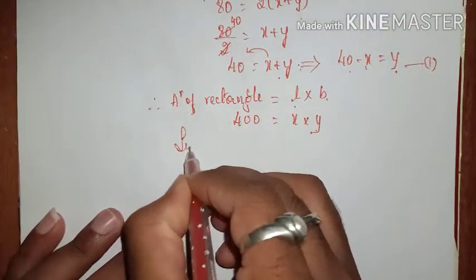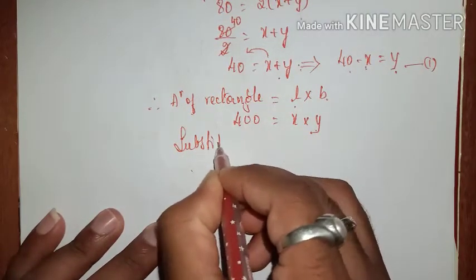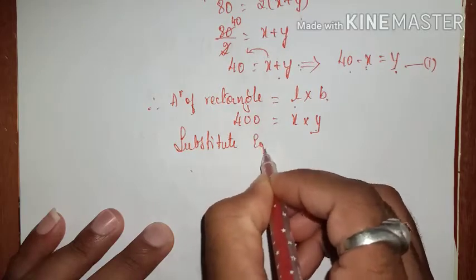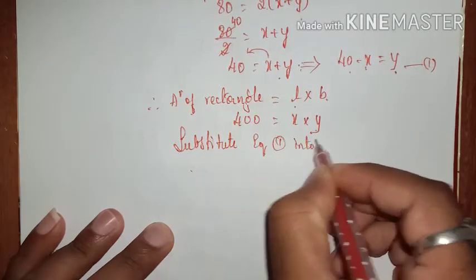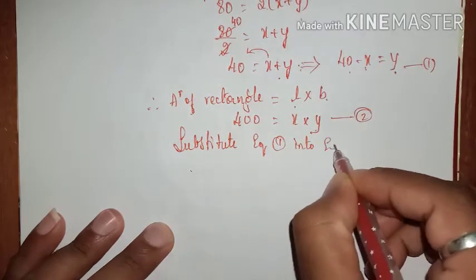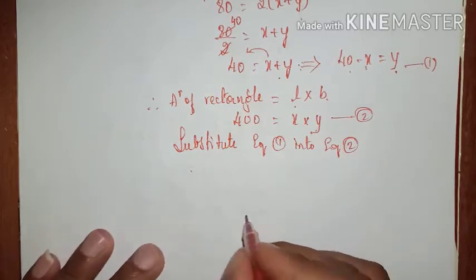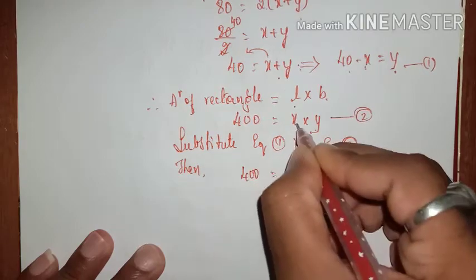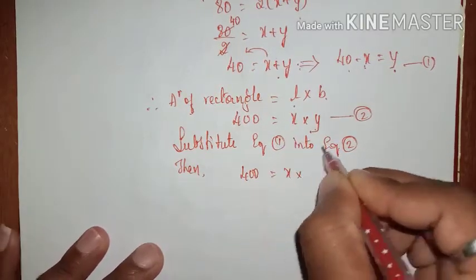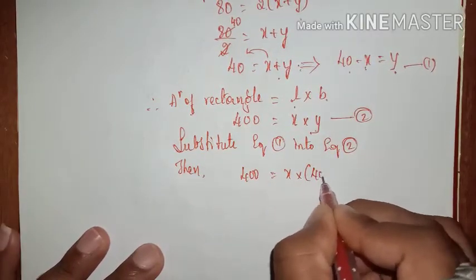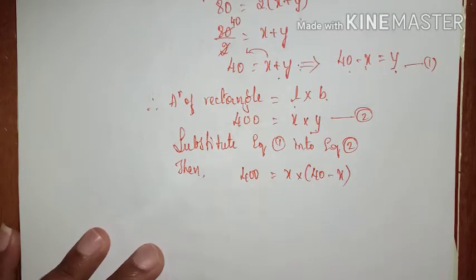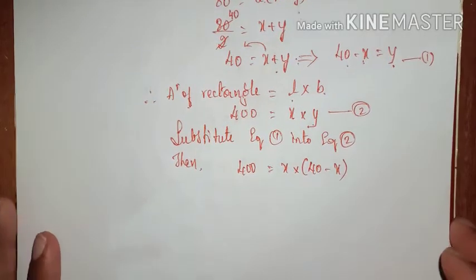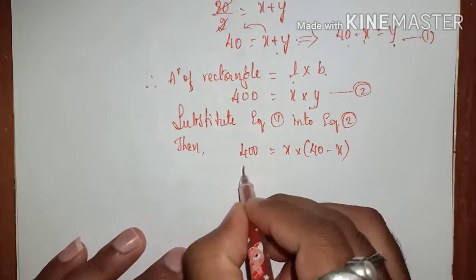So just substitute equation number 1 into equation number 2. Then what I'm going to get is 400 equals x as it is, and you write y, which is nothing but 40 minus x. Now everything is in terms of x, right? Okay, so let us simplify now.